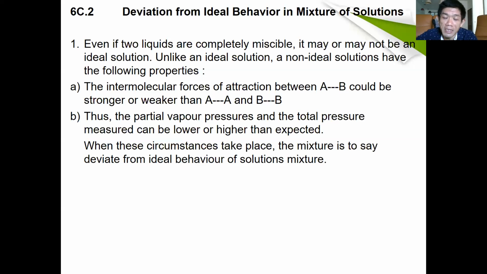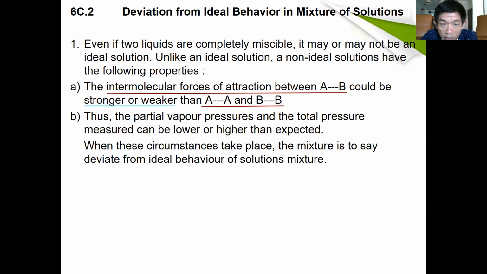Sometimes even when two liquids are miscible, it may not be an ideal solution. Unlike an ideal solution, a non-ideal solution has the following properties. What are the properties of a non-ideal solution? You still remember the postulate of ideal solutions: the intermolecular forces between AA and BB and AB are the same, isn't it? But in this case, what makes them deviate is that they are either stronger or weaker.